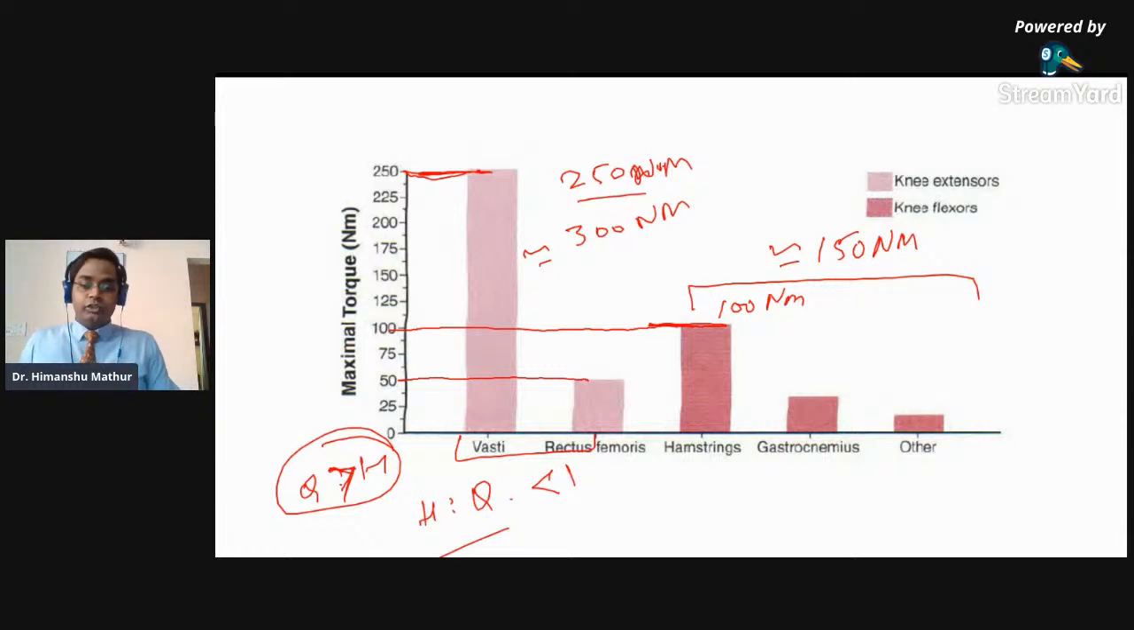Do keep in mind that the quadriceps is a large, largely force producing muscle, and amongst the quadriceps, the vastus group is the most torque generating muscle amongst all the muscles lying around the knee joint. The vastus group is the largest torque producing muscle.